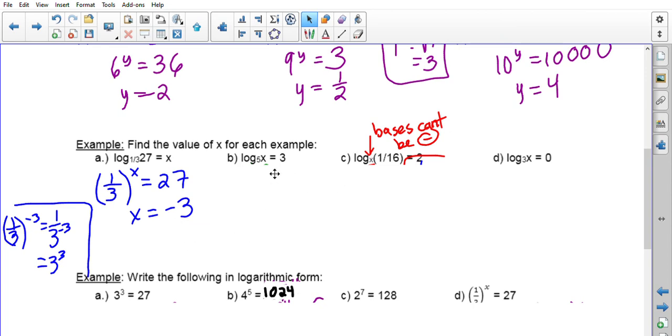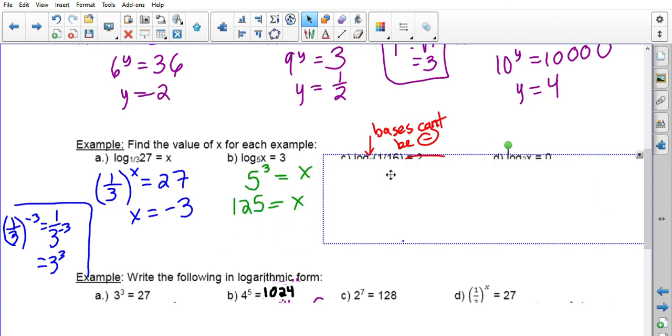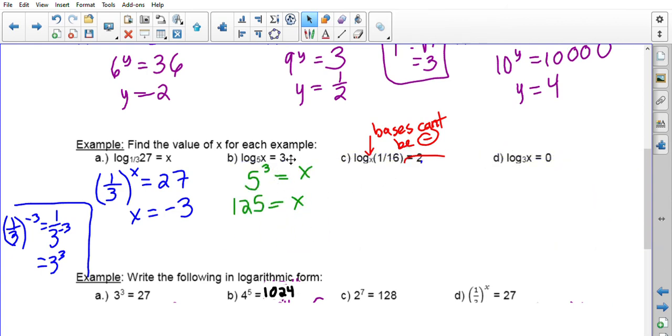All right, log x to the base 5 equals 3. So now x is the argument. So again, I want you to rearrange to your exponential form. So you're going to get 5 to the 3 equals x. And x is already isolated, so this one's easy. So all we have to do is 5 to the 3. We know that's 125.